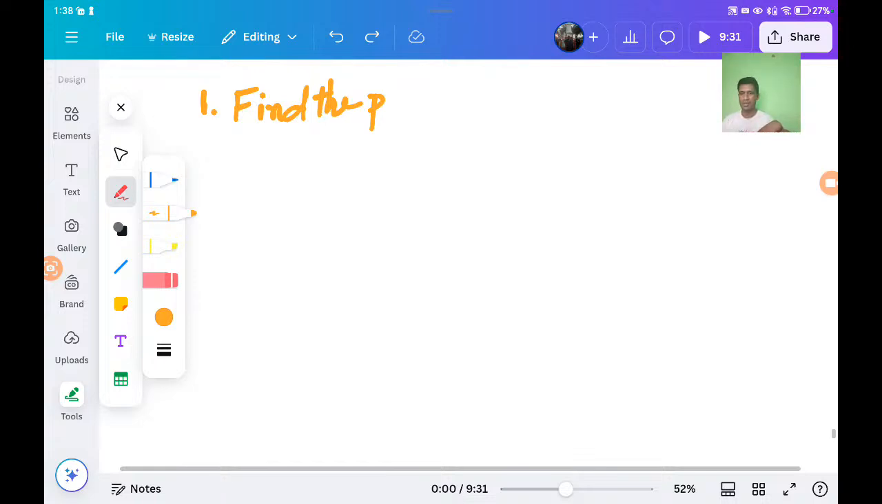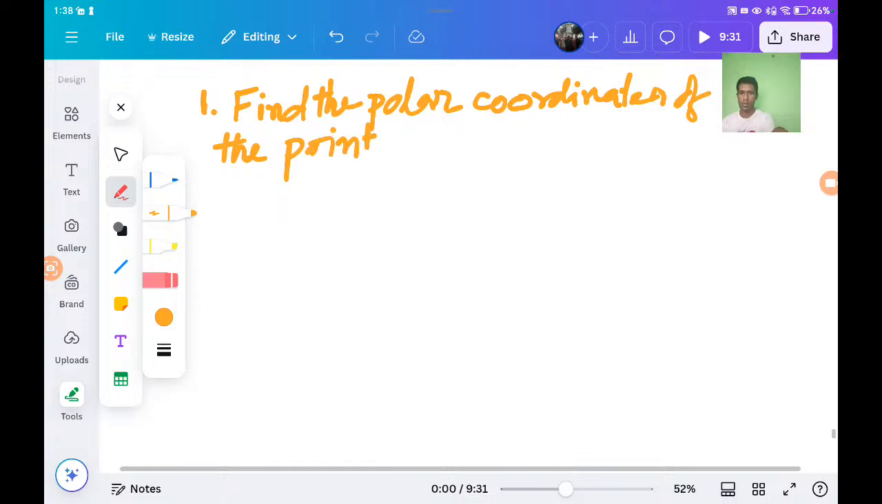The first math is: find the polar coordinates of the point -2, -2.